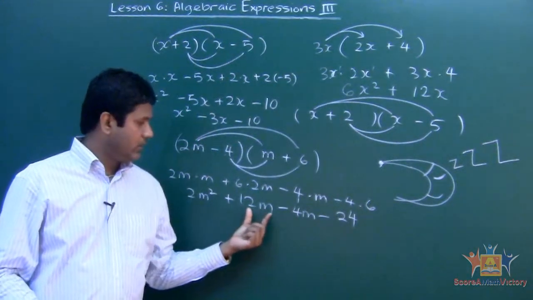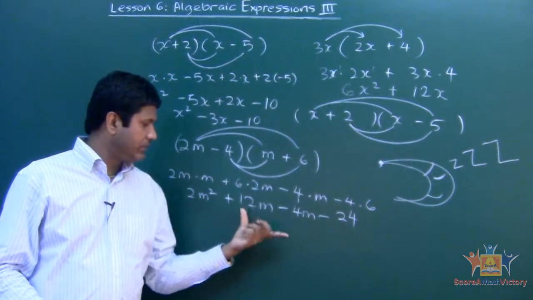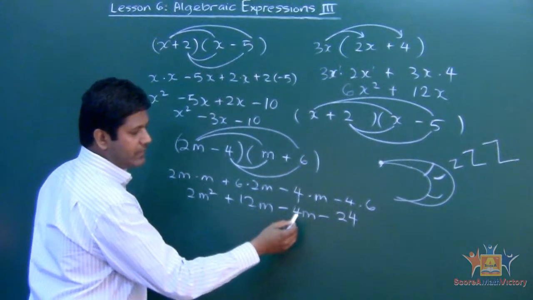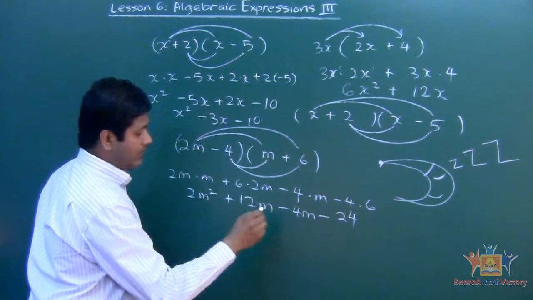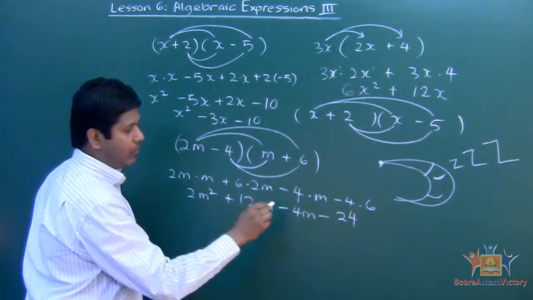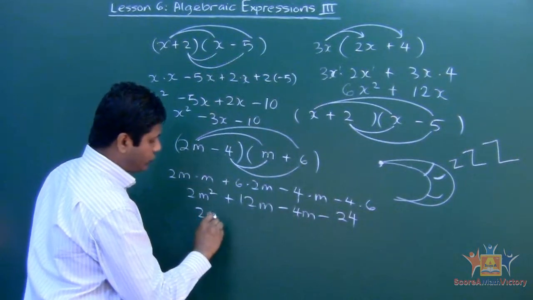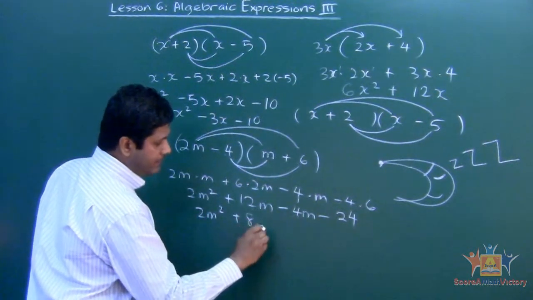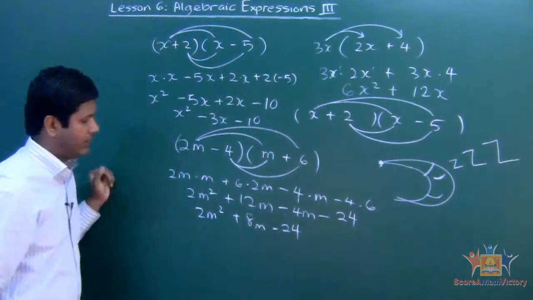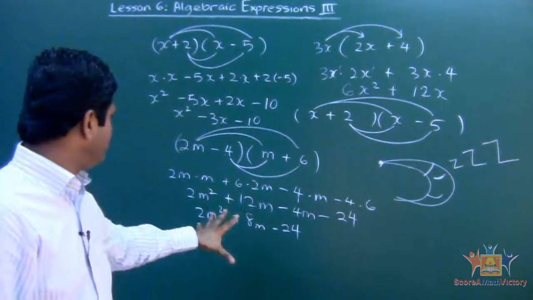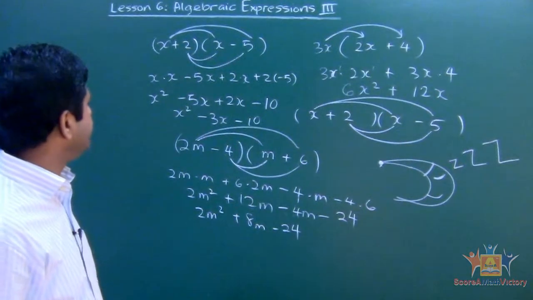Now look at this. These are the same terms. So that means you can combine this. Alright? Because this is 12m, this is negative 4m. I have 12 and I owe 4. That means 12 minus 4 is 8. So 2m squared plus 8m minus 24. Right there. See that? Pretty easy, isn't it? Very straightforward, okay? Alright, good.